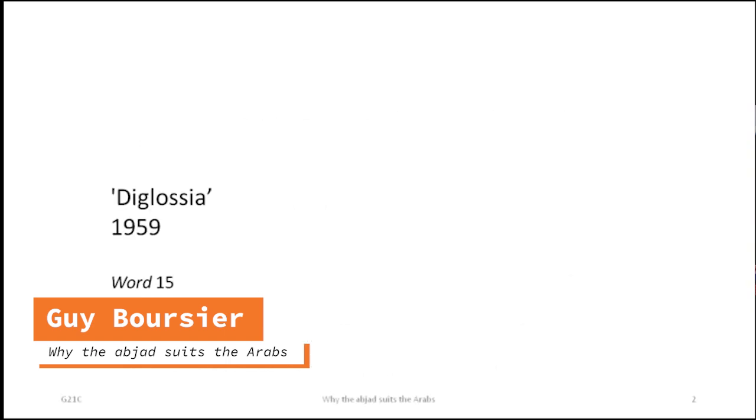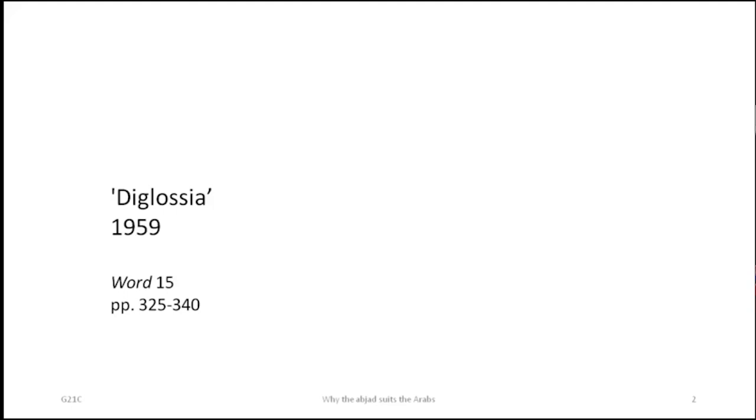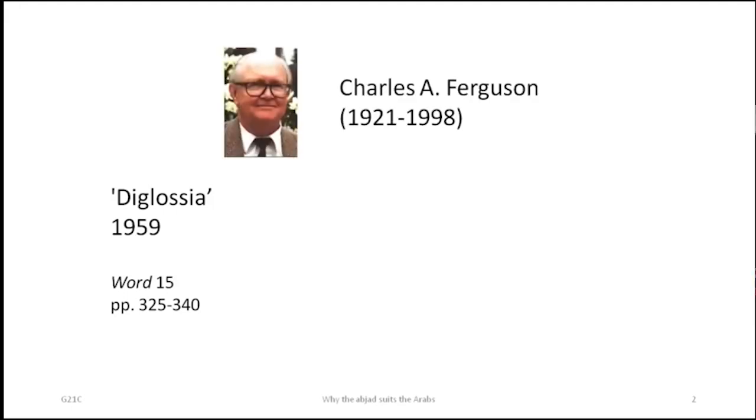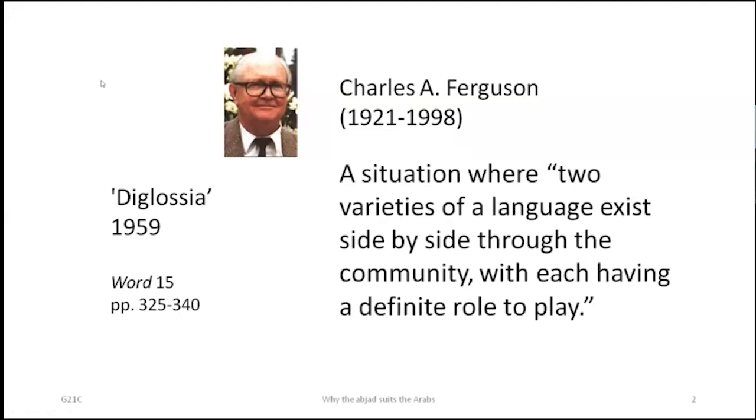In his seminal 1959 article entitled Diglossia, Charles A. Ferguson takes Egyptian Arabic as an example of a low variety in this type of situation where two varieties of a language exist side by side. Two varieties of a language exist side by side throughout the community, with each having a definite role to play. Egyptians therefore speak what is often described as a dialect of Arabic.